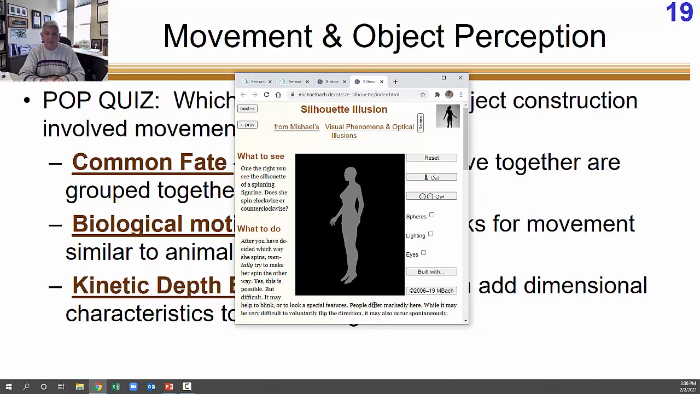Were you able to reverse it? How about if I add in these spheres? Right? So if I turn on the lighting and we remove the silhouette effect, then we unmask that and we see how the object is actually moving the whole time. Okay.